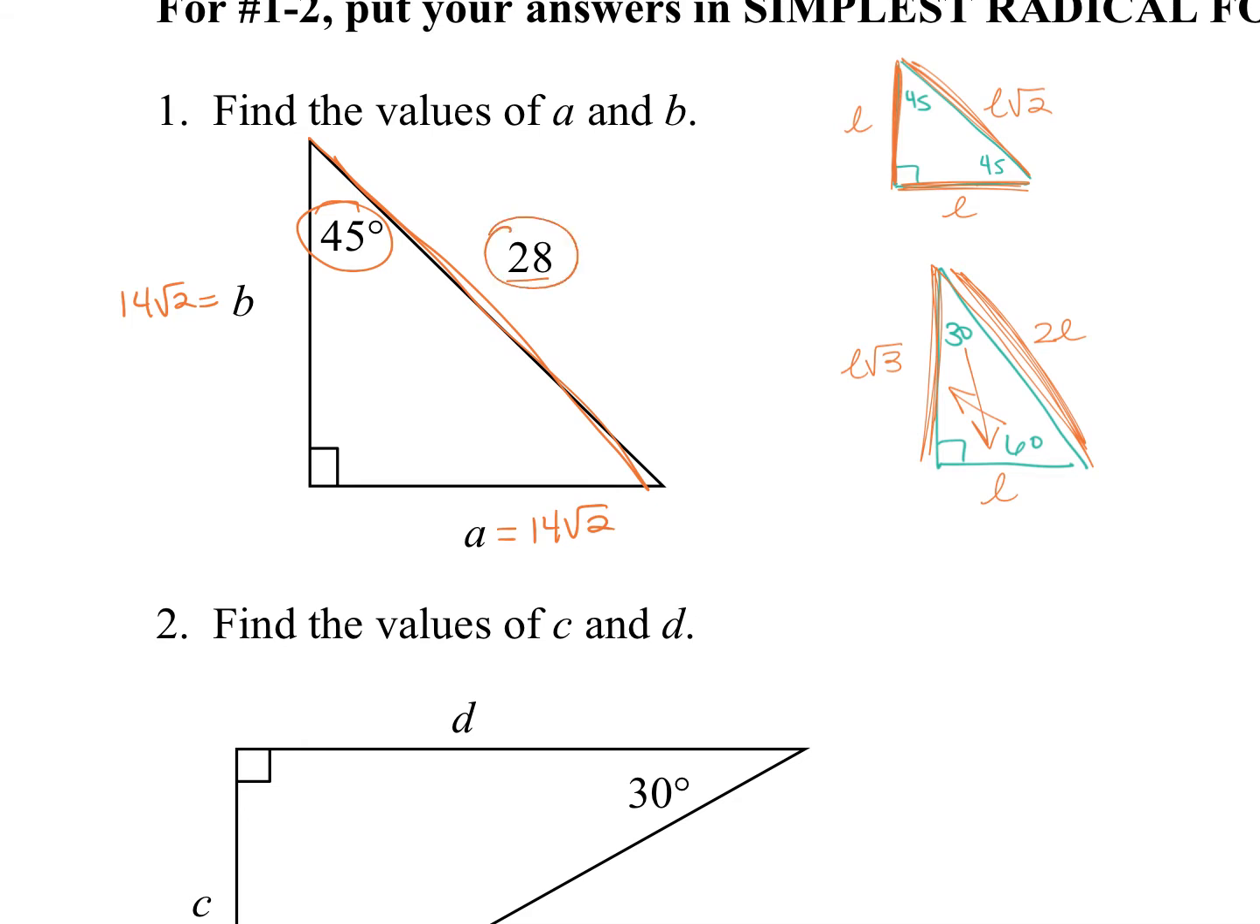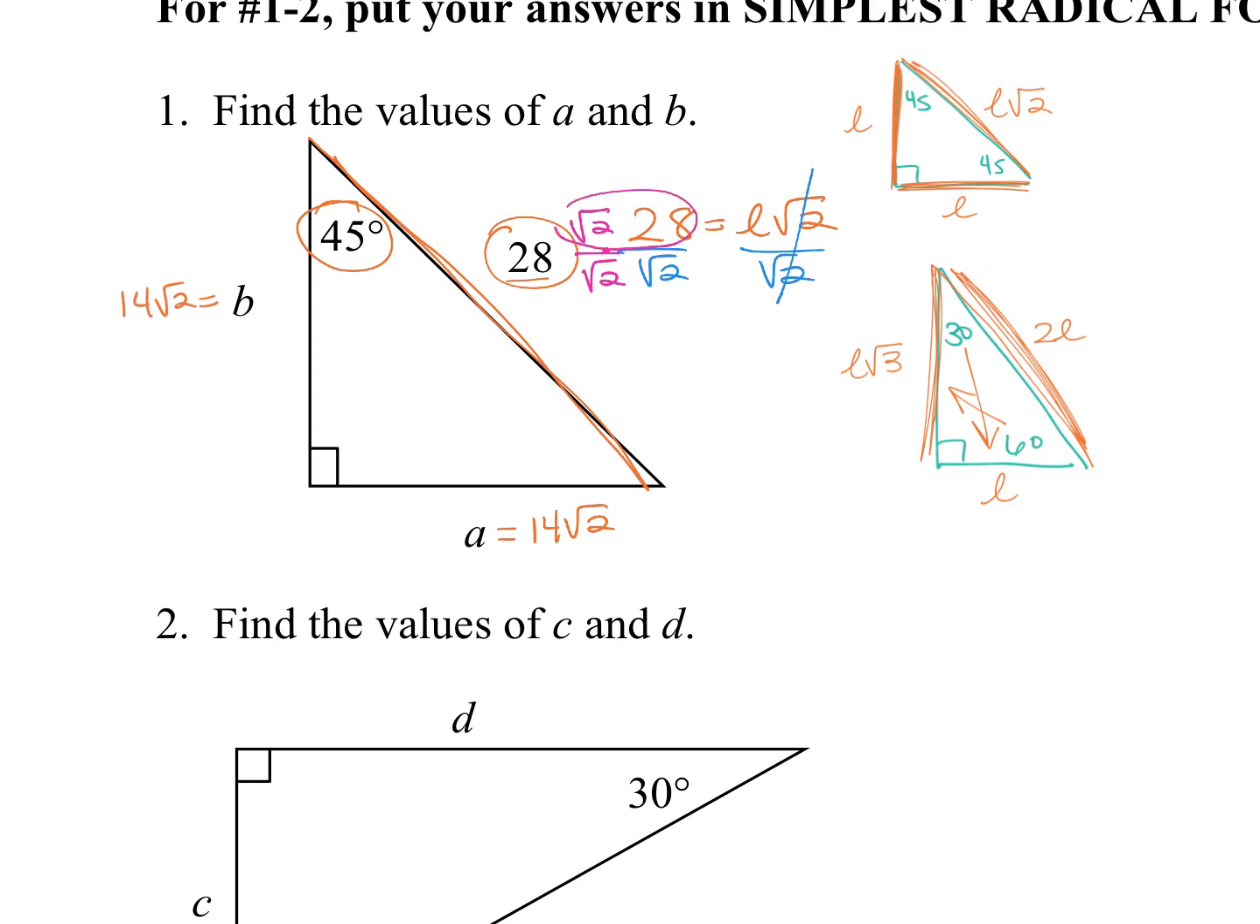This 28 is your L rad 2 side. So you can set it equal to L rad 2. And then how do you solve that? Divide by rad 2. Okay? And then we have to rationalize. You got to get the radical out of there. So we would multiply by rad 2 over rad 2.